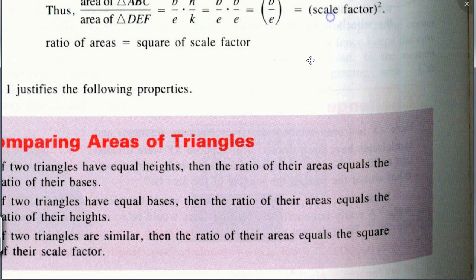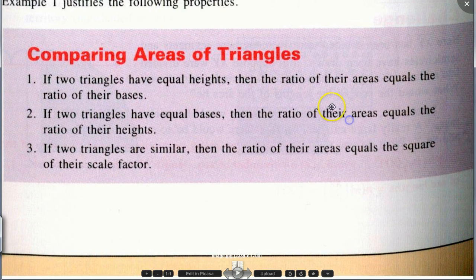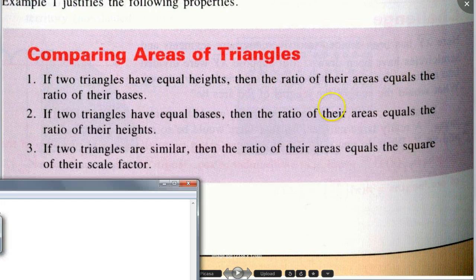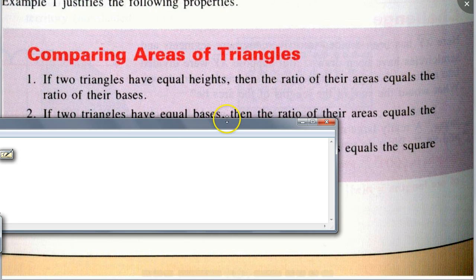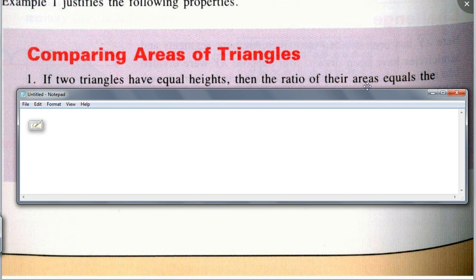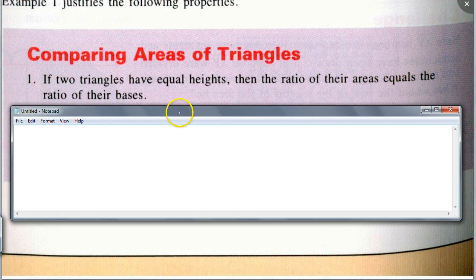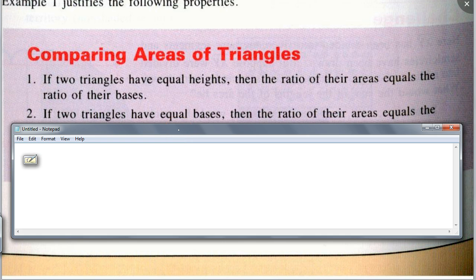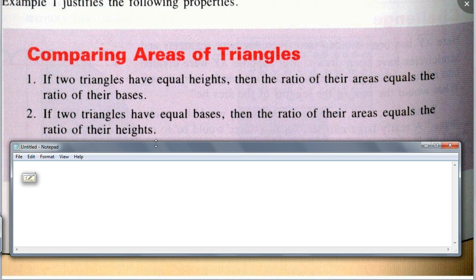By the way, here's a little bit of a summary. You don't have to write this down, but let me see whether you could figure this out on your own. If two triangles have equal heights, the ratio of their areas equals what? To the ratio of their bases. Very good. What if the two triangles have equal bases? Then the ratio of their areas equals the ratio of their heights. Very good.